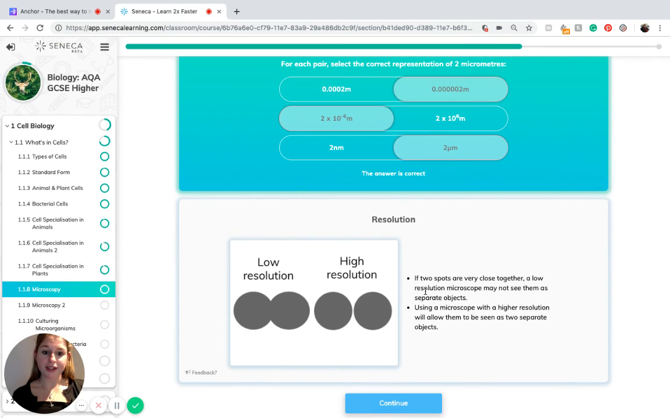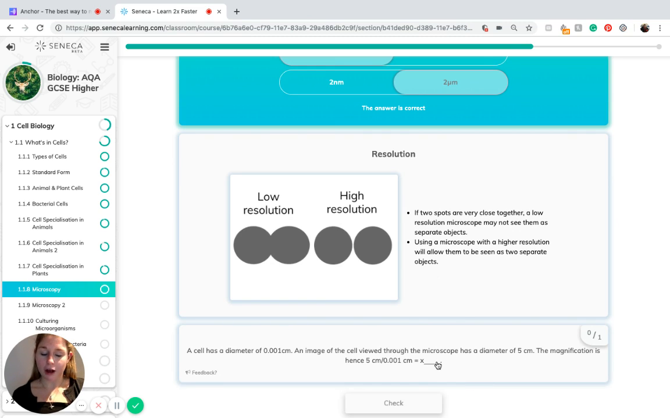So resolution: if two spots are very close together, a low resolution microscope may not see them as separate objects, as they sort of blur together. Using a microscope with a higher resolution will allow them to be seen as two separate objects.